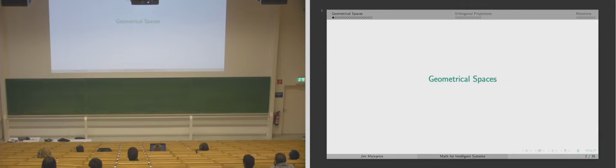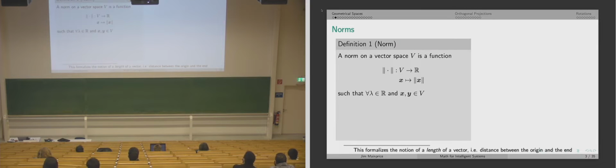So first, geometrical spaces. The first definition that we need to look into is the notion of a norm. A norm is something that takes in a vector and spits out the kind of length of a vector. So again, if we are thinking outside of the notion of coordinates, this is just taking an abstract vector.